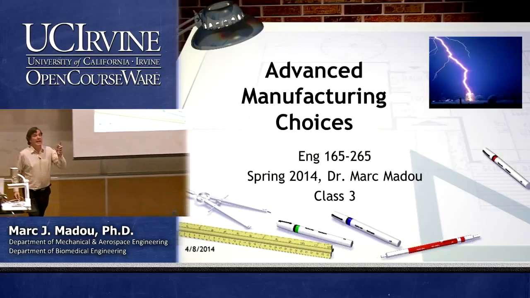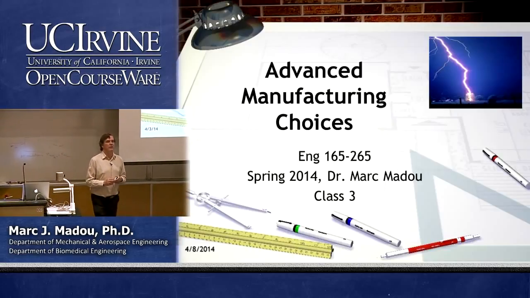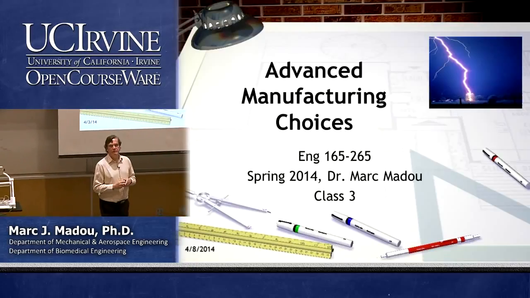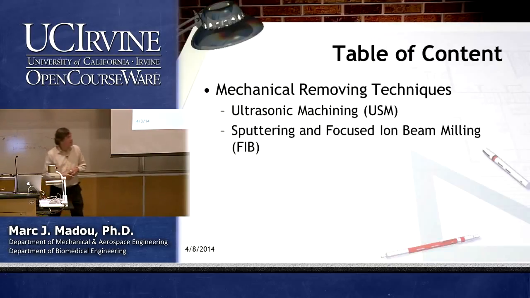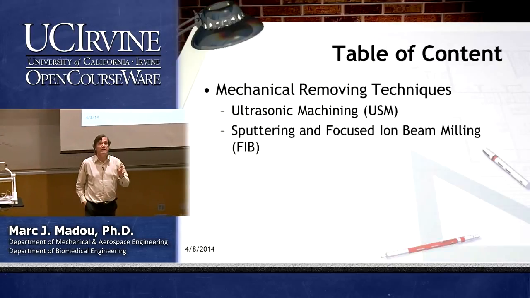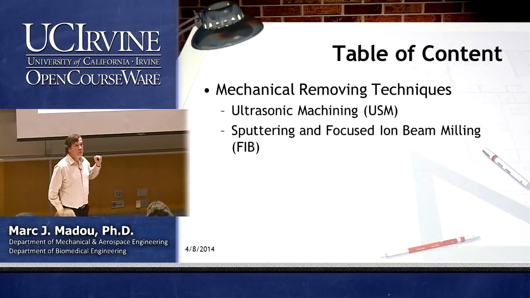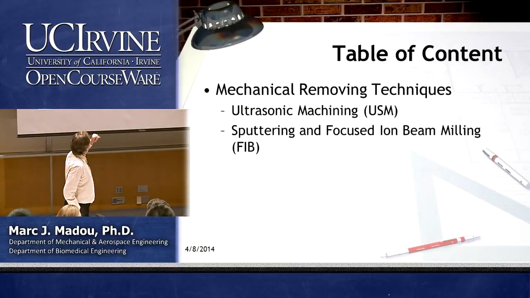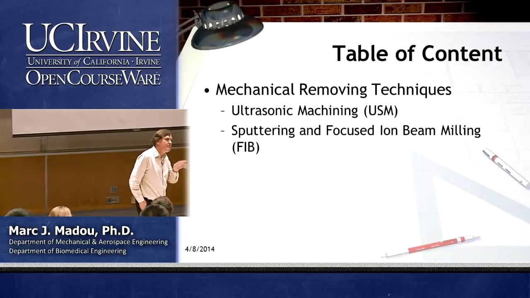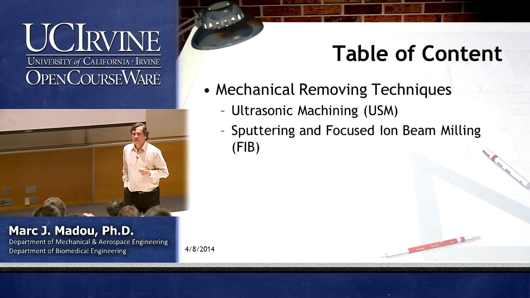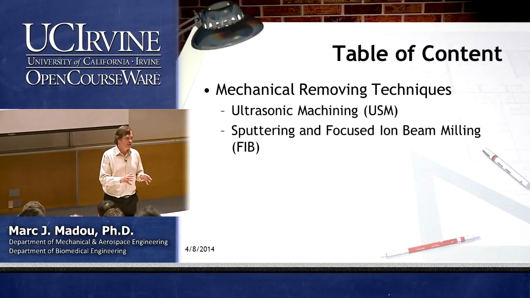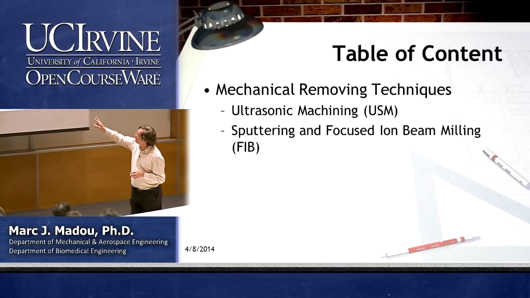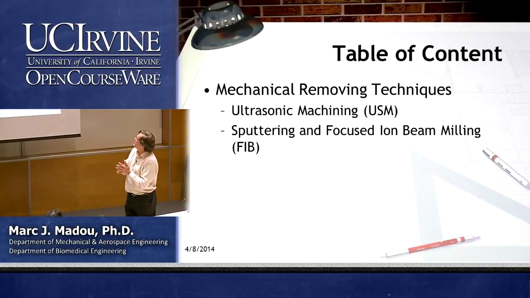So this is class 3, and it's the final part on mechanical energy-driven manufacturing. And so, as I told you, we will cover 2 methods. Today I will only cover the first one. That is ultrasonic machining, or USM. And then the other method, depending on how many stories I tell, if you ask too many questions or I start telling stories, then I will not get there. So, sputtering and focused ion beam milling, FIB.